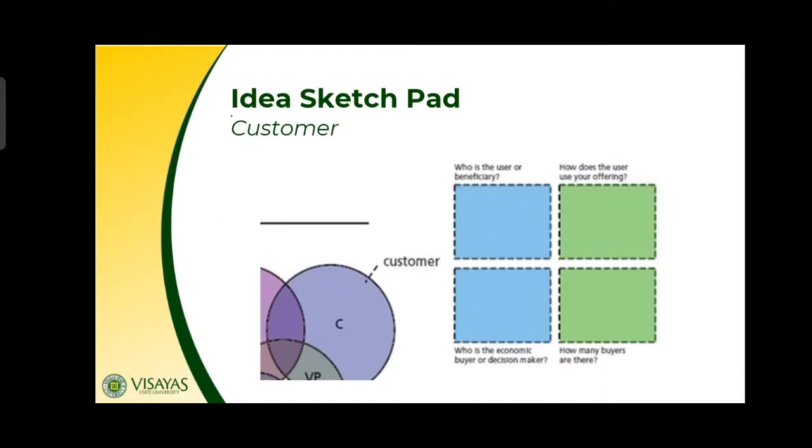So who is the user or beneficiary? Who uses your offering? Who is the economic buyer or the decision maker? Why is this important? Of course, we have to identify who makes the decision.